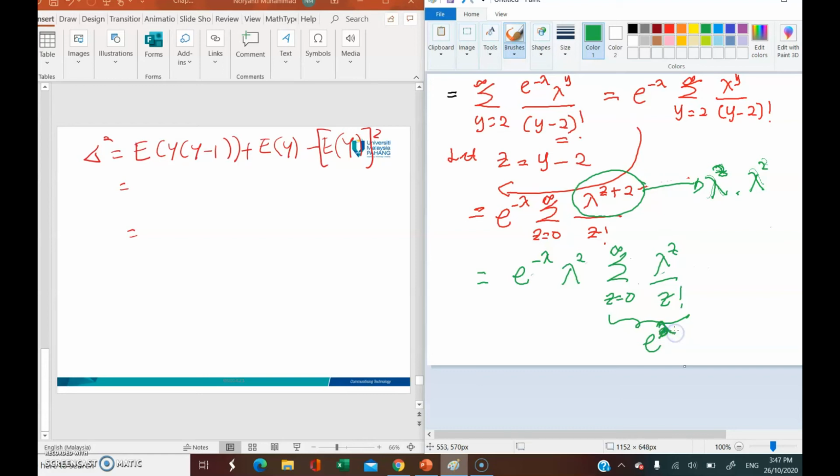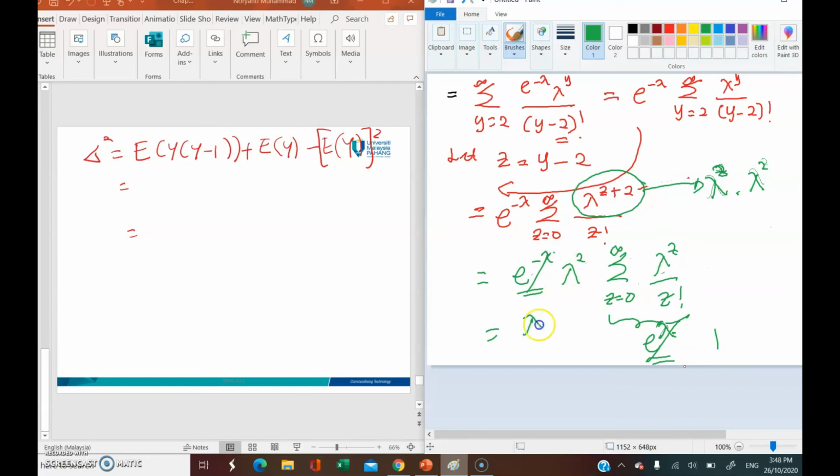Exponent power lambda. Okay, this one will be exponent power lambda. Power lambda. So, negative lambda with lambda, it will get 1.